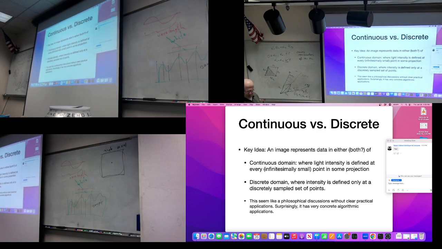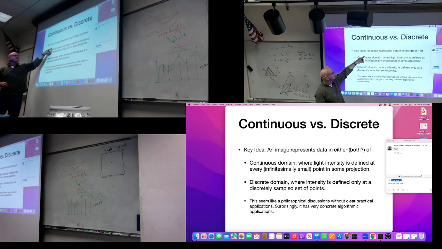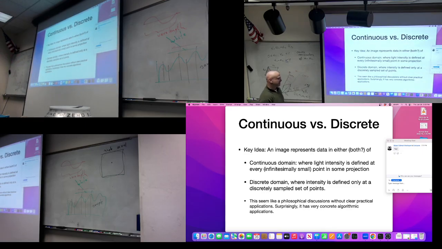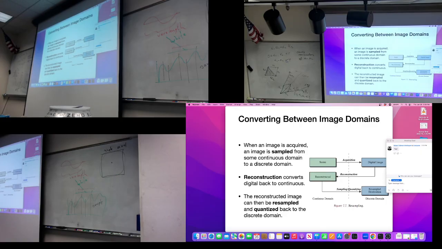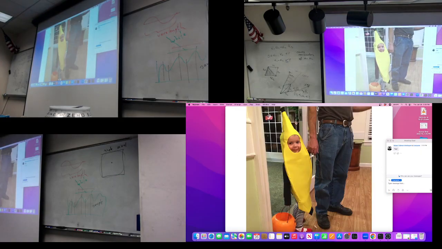Okay, so just to do this strange ECE-like attempt to call it a continuous domain where the image exists, versus a discrete domain where we sample the original image, and then use this data to reconstruct the original image.